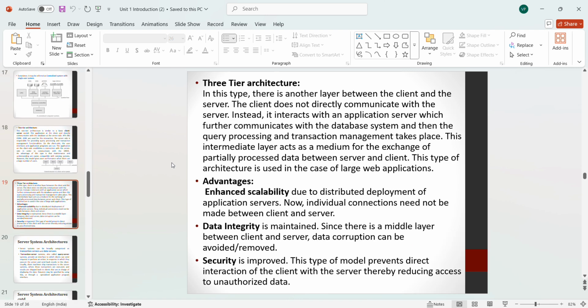Third is the three-tier architecture. In this type, there is another layer between the client and the server. The client does not directly communicate with the server. Instead, it interacts with an application server, which further communicates with the database system, and then the query processing and transaction management takes place. Now, what are the advantages of using three-tier architecture? Enhanced scalability due to distributed deployment of application servers. Data integrity is also maintained and security is improved.